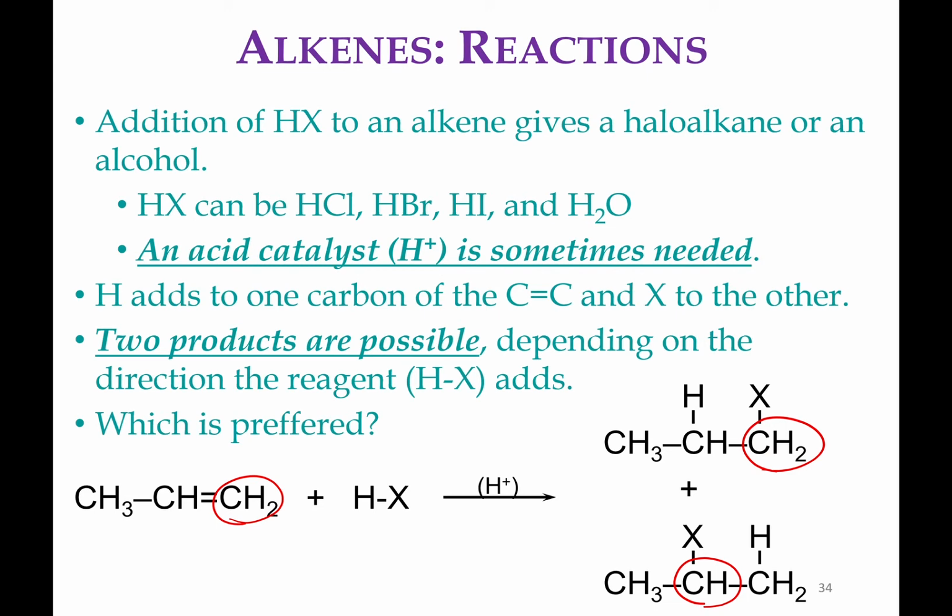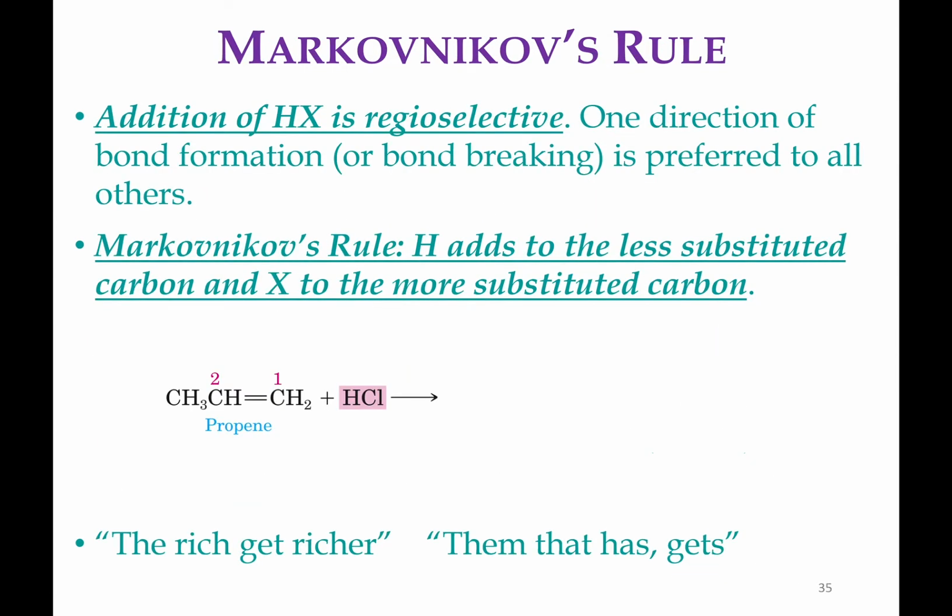So in this case, we're going to get what's called a major product and a minor product. How do you know which one will be the major product? This is going to be following what's known as Markovnikov's rule. So the addition of an unsymmetrical reagent to an alkene is going to be regioselective. In one direction, the bond formation or bond breaking is preferred to all the others.